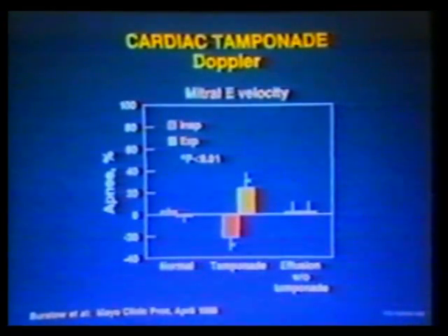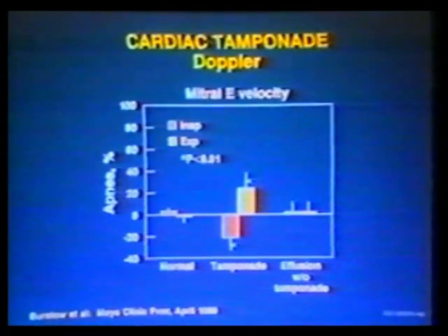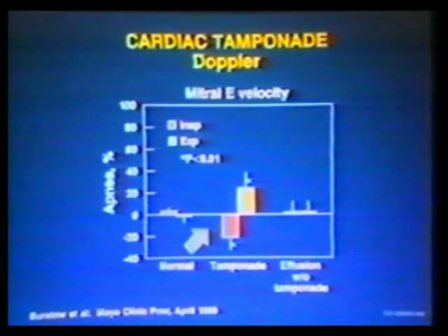Dr. Daryl Burstow, working in our echo laboratory, examined the Doppler velocity profiles for 20 normal control subjects, 16 patients with pericardial effusion and tamponade, and 12 patients with pericardial effusion without tamponade. This figure shows the mean percentage change from apnea for the mitral E velocity. For patients with tamponade, the reduction in mitral E velocity with inspiration and the increase with expiration are clearly different from the minor respiratory changes that occurred in normals or in effusions without tamponade.